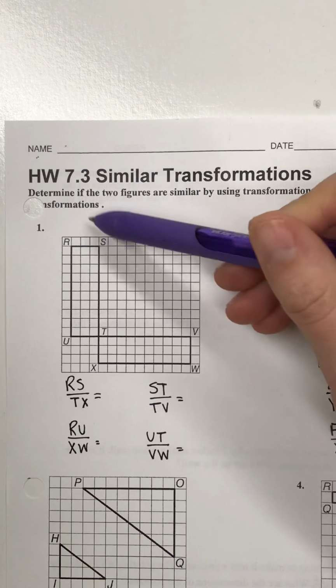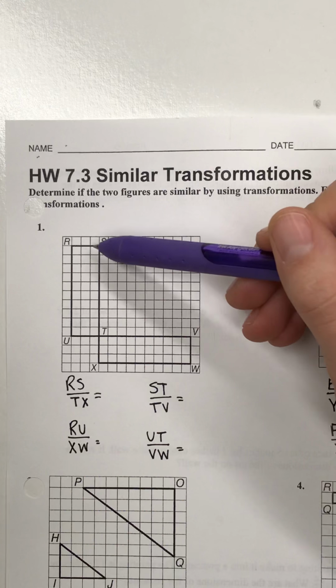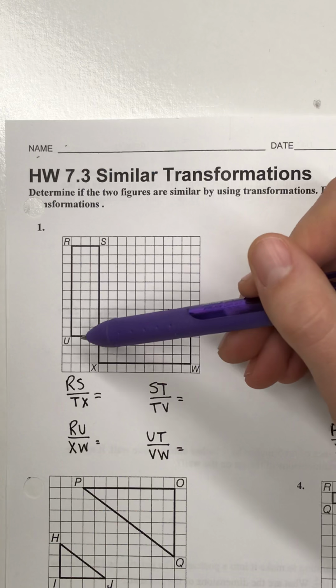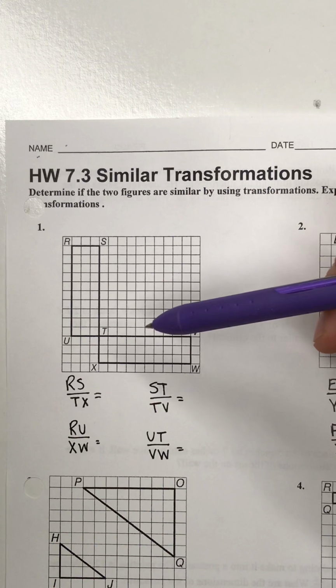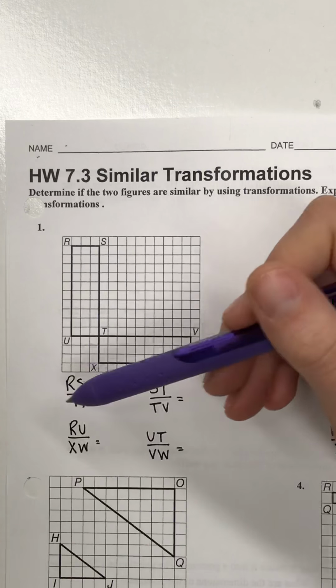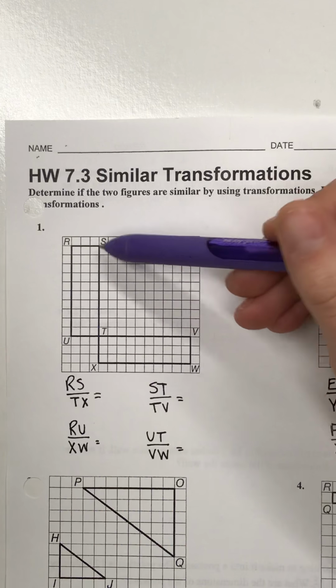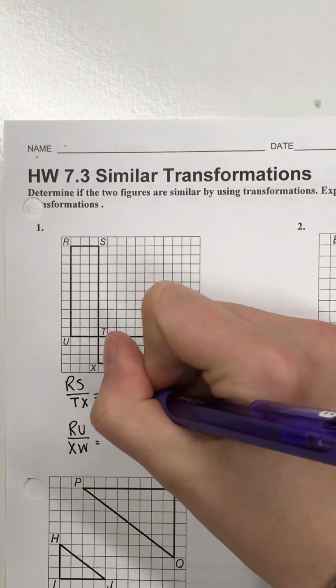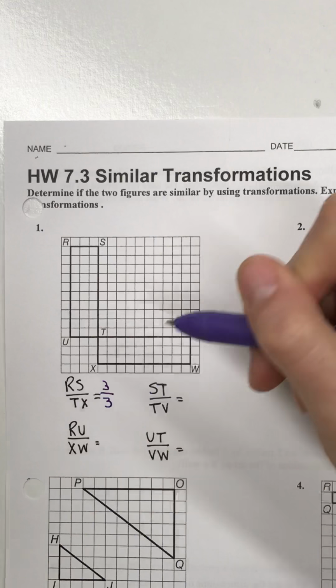So in order to determine if two figures are similar, you want to take their side lengths, and in this case we can do so just by counting the blocks and create fractions. Now, I've set up the fractions for you. You just need to count the blocks. So RS is 3 blocks long, divided by TX, which is also 3 blocks long.